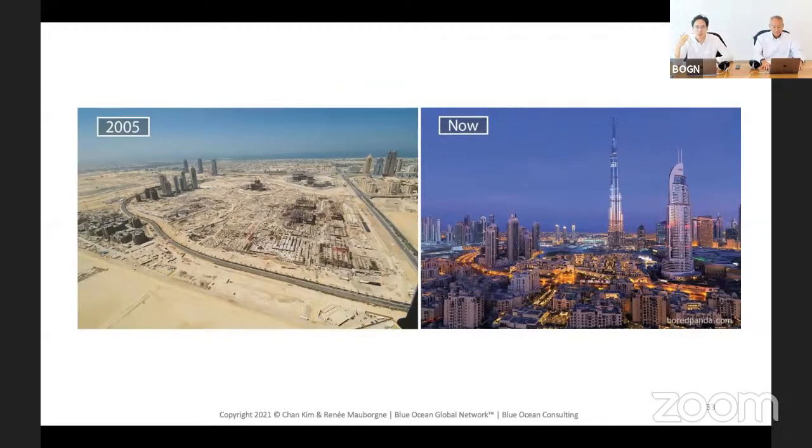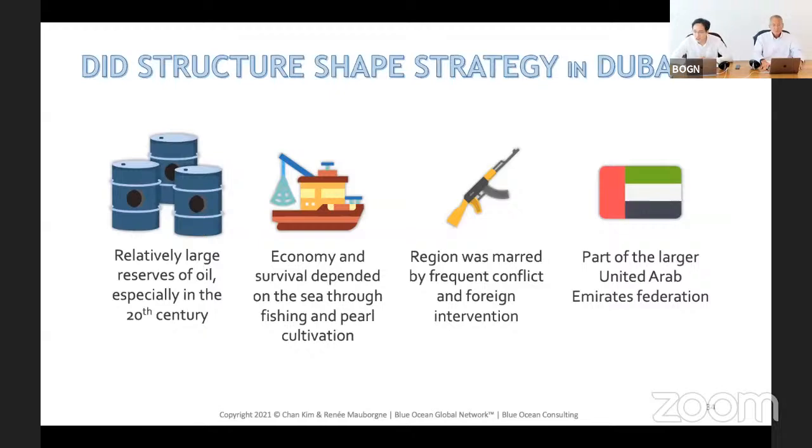This is a story about a national development journey over several decades. And I'll explain how Dubai's blue ocean perspective allowed it to develop so rapidly, despite not using its most obvious resource. And I want to pose a question to you all. This again speaks about structural conditions, which we talked about earlier on. So the question is, did structure shape the strategy in Dubai?